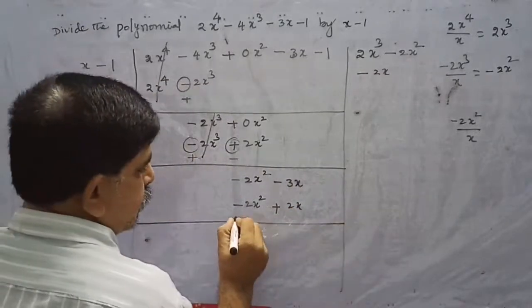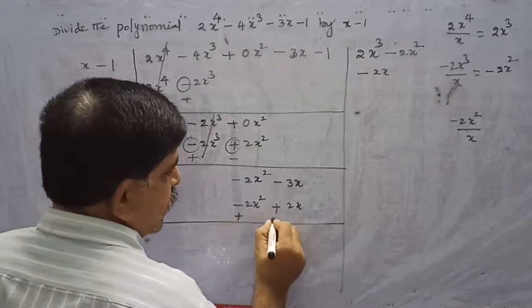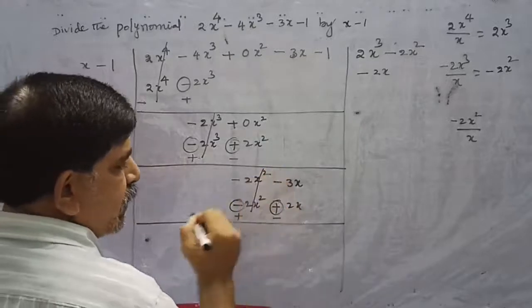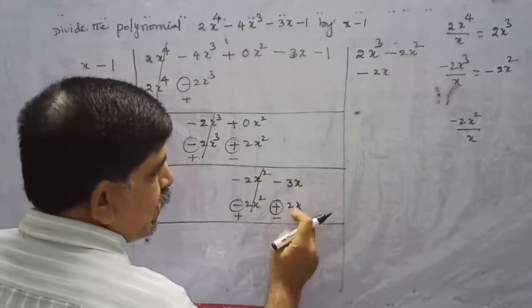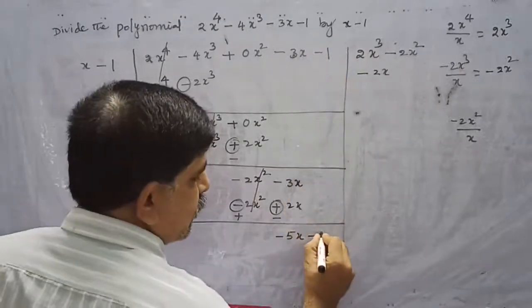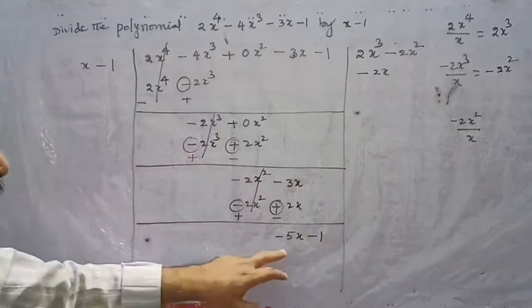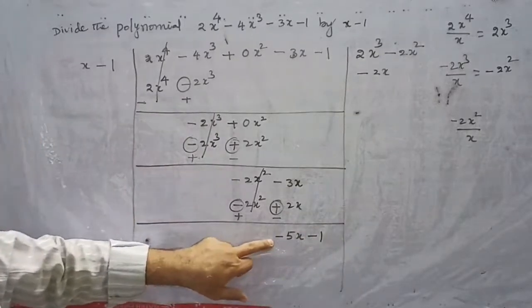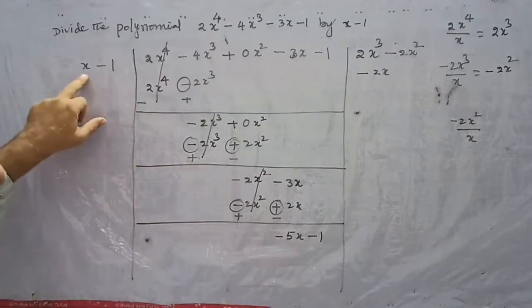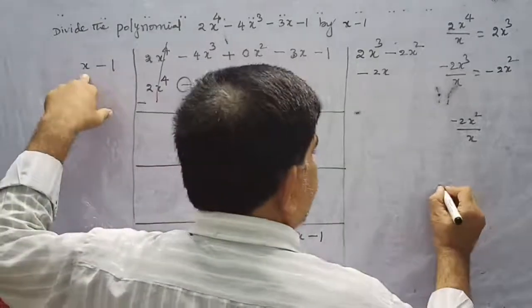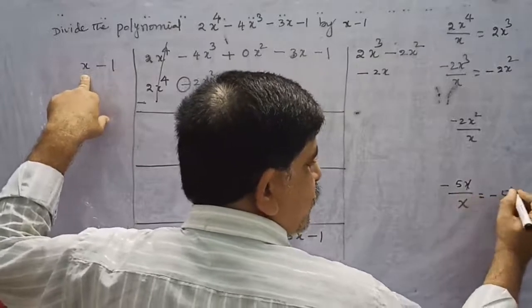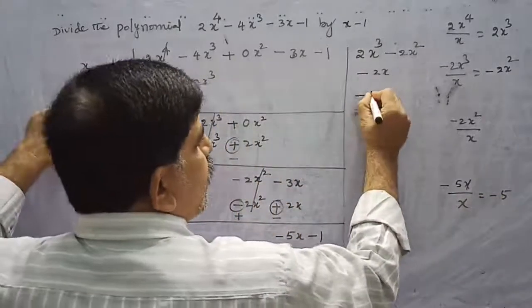Now, change the symbols. Plus, minus. Minus 2x square plus 2x square gets cancelled. Minus 3x minus 2x, minus 5x. And next one, take minus 1. Now again, you take this one as the dividend and this is the divisor. The first term of the dividend by the first term of the divisor. Right here, minus 5x by x. X gets cancelled, minus 5. So you write that minus 5 here.